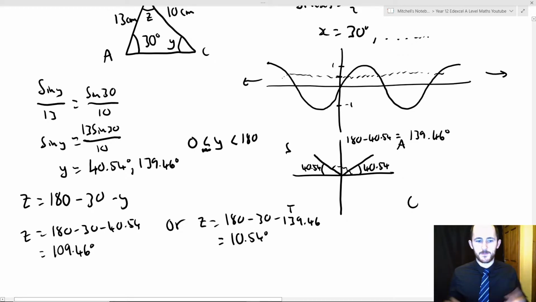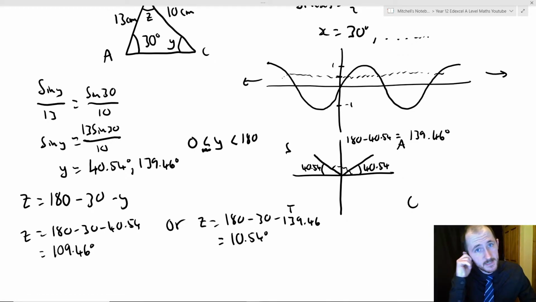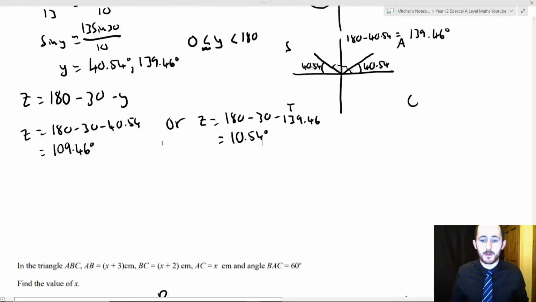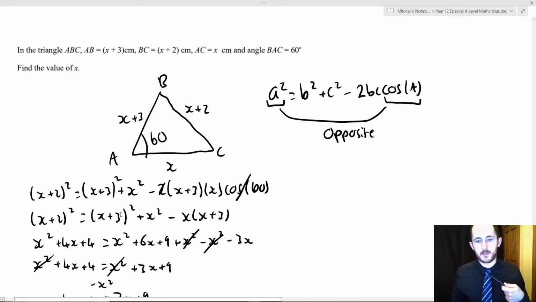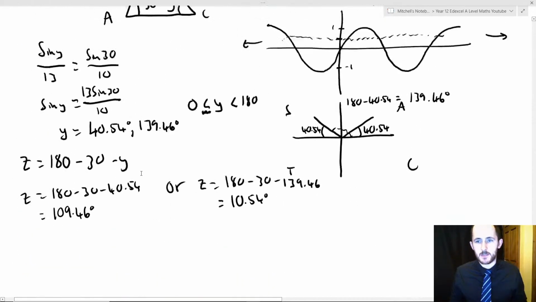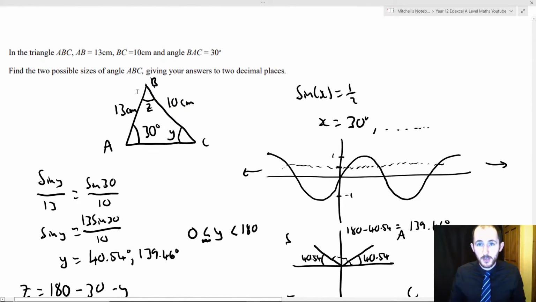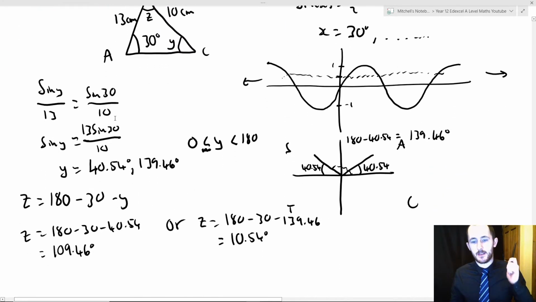That's it. So those last two questions we did were kind of unseen, supposed to trip you up. And again, if you notice, it combines topics, right? This one combines cosine rule with solving quadratics, and this one combines sine rule and the CAST diagram, or solving trig equations.